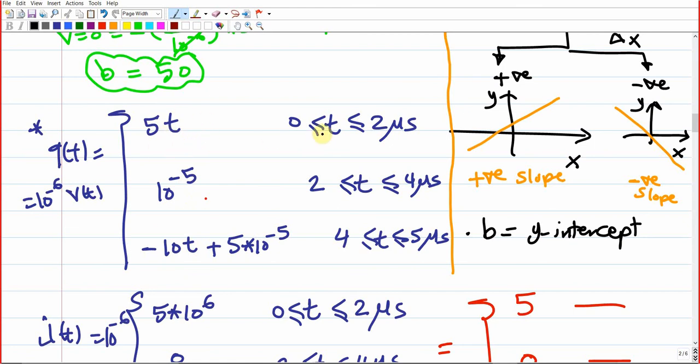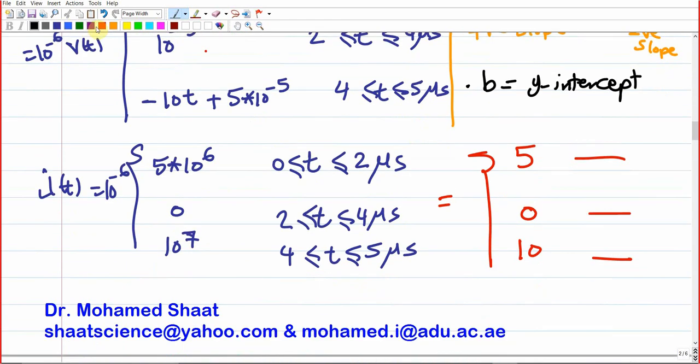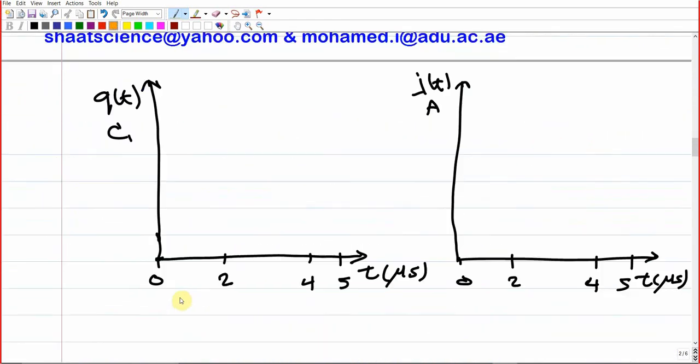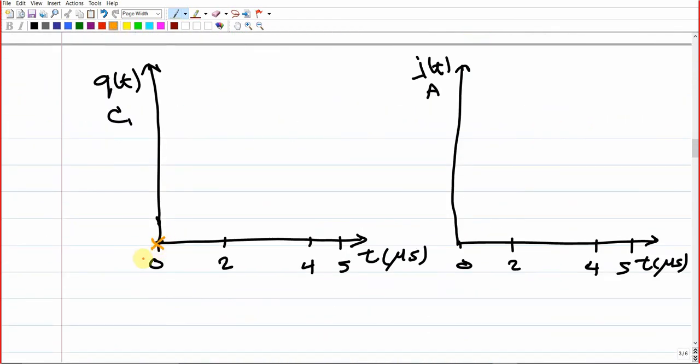The first one. Why? Because this is within the period. t should be between 0 up to 2, right? So if you substitute for t equals 0 here, Q definitely will be 0. And this is going to give us the first point. So we're going to get Q equals 0.